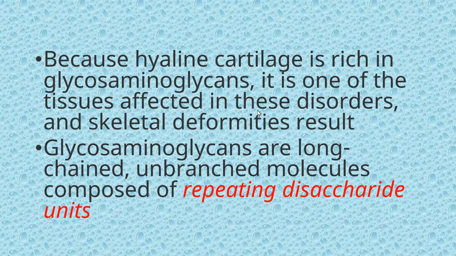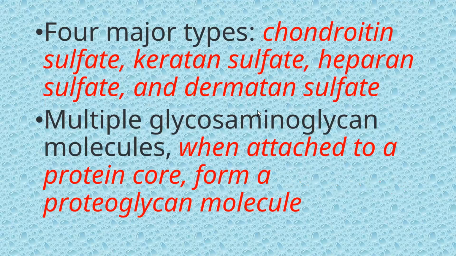Glycosaminoglycans are long-chained, unbranched molecules composed of repeating disaccharide units. Four major types exist: chondroitin sulfate, keratin sulfate, heparin sulfate, and dermatin sulfate. Multiple glycosaminoglycan molecules, when attached to a protein core, form a proteoglycan molecule. I know this is confusing, but it doesn't take much to remember them.